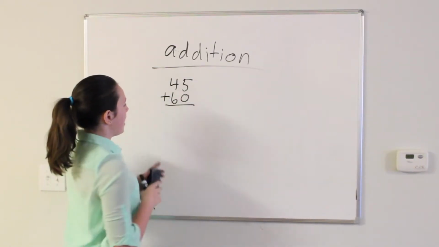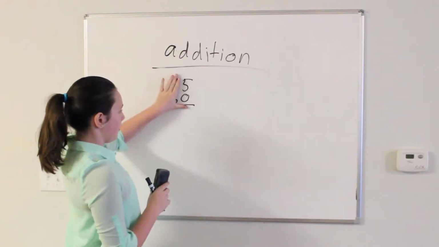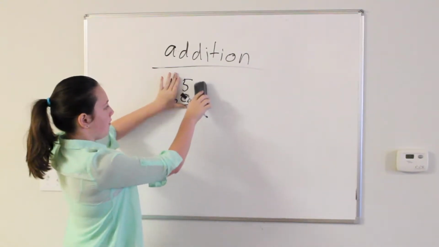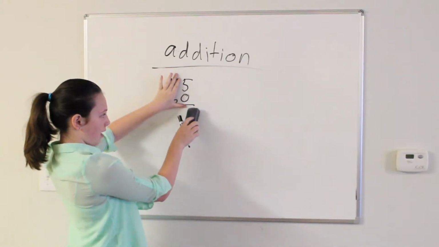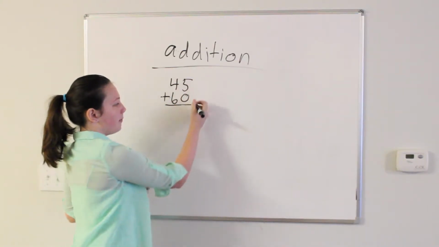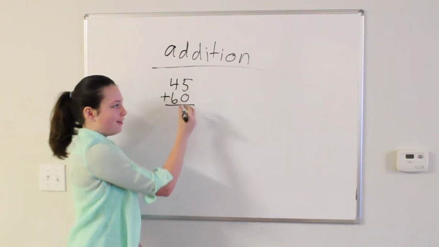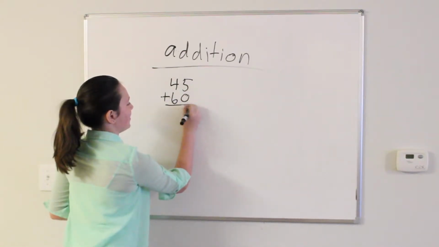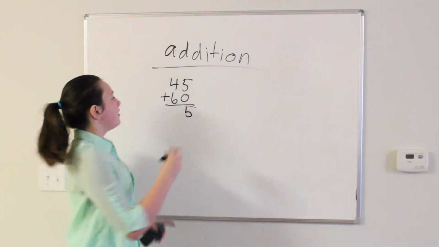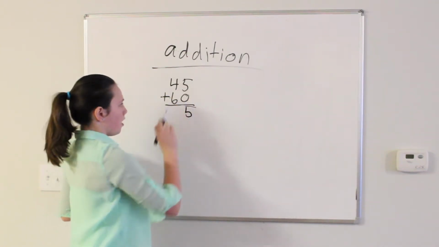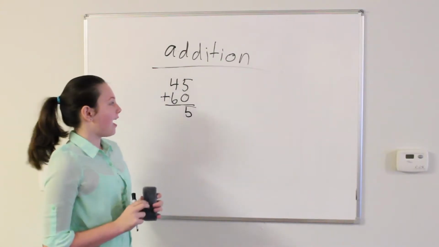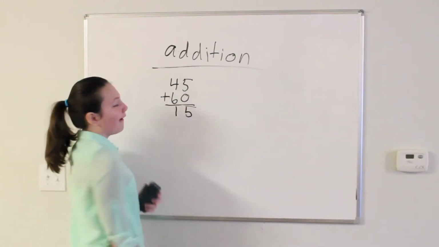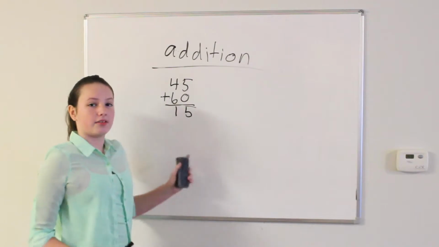So you would start by just covering that up, and it would be 5 plus 0. 5 plus 0 plus anything equals that number. So 5 plus 0 is going to equal 5. Then we have 4 plus 6. 4 plus 6 equals 10. We cannot do that. That equals 15. That is not the right answer.